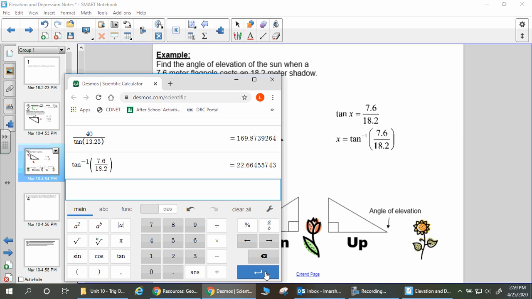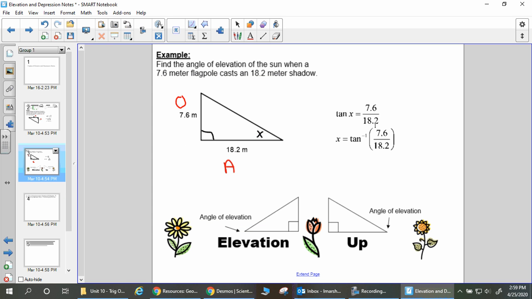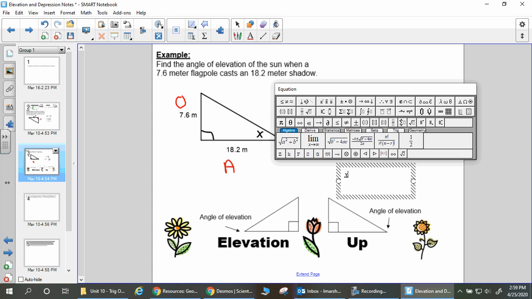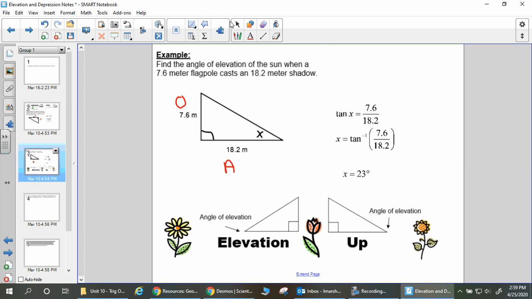This is an angle. We want angles to the nearest whole degree. So 22.6, 6 is going to round us up, and we are going to say that this is a 23-degree angle. Okay. So there we go.